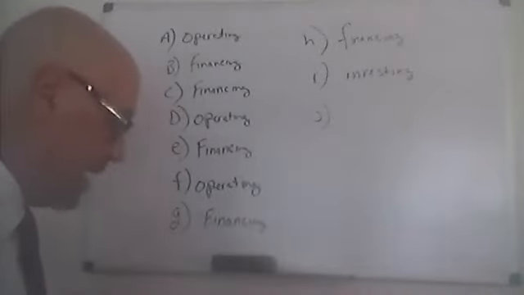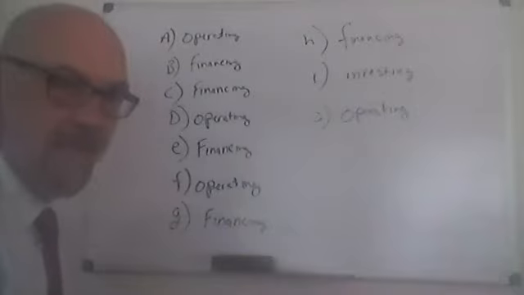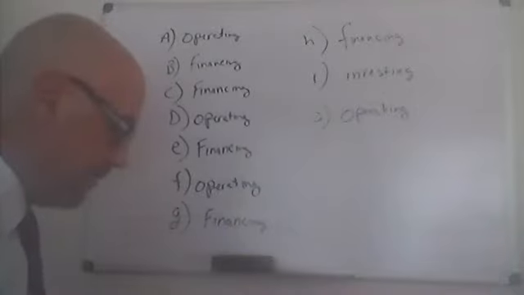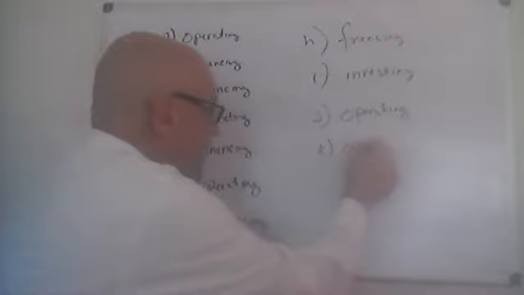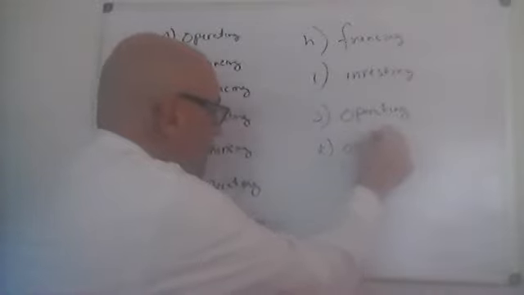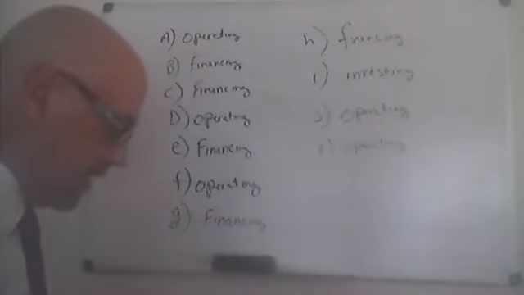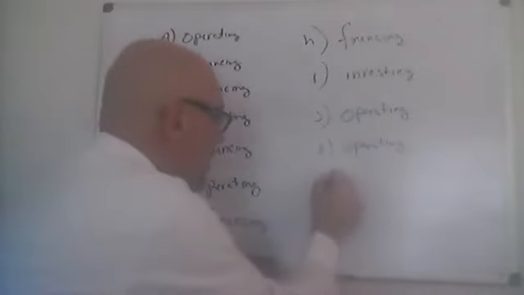Next, we paid taxes to the government. Taxes are just a normal part of operations. They have to be paid. So that is an operating activity. Wages and salaries. Again, you have to pay your wages and salaries in order to operate, operating activity.